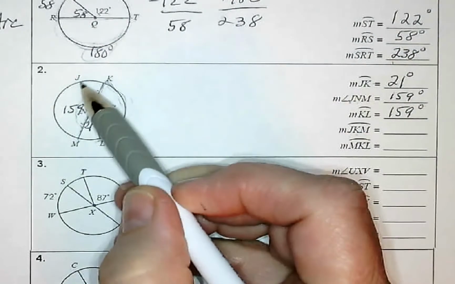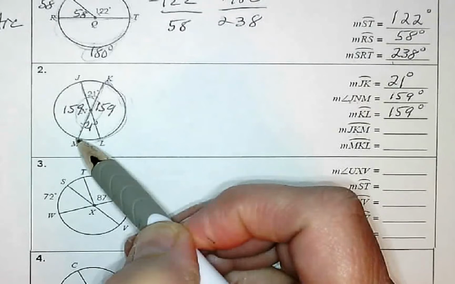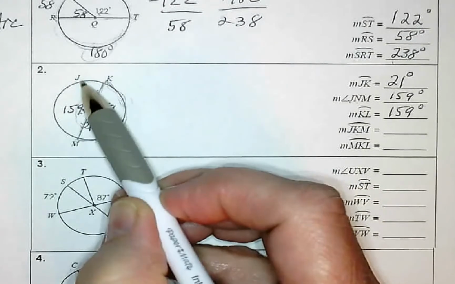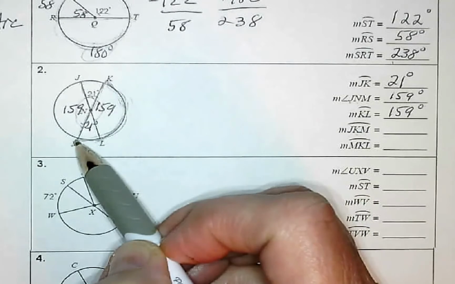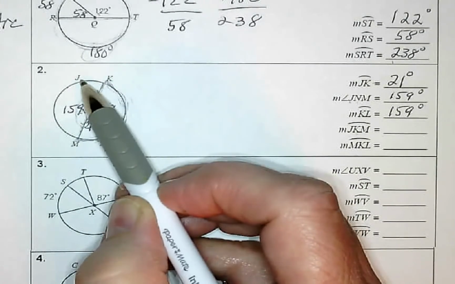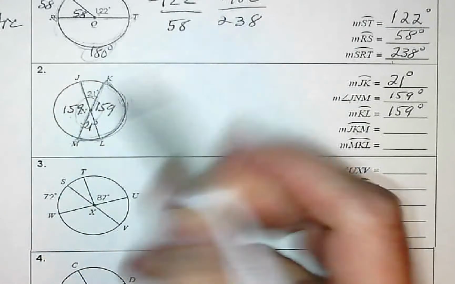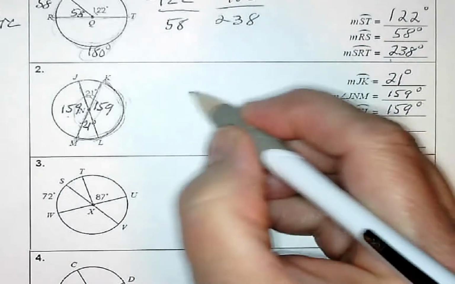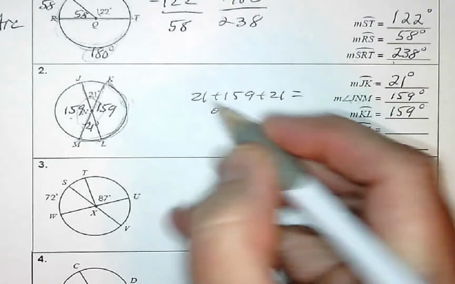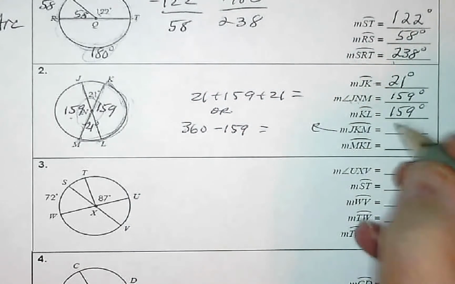Arc JKM, start at J, go through K, and keep on going until you stop at M. Now essentially that is 21 plus 159 plus 21. Start at J, go through K, and stop at M. But it is also the arc that we're trying to find is out of the 360, it's all of it except the 159. So there's two ways to find this one. You can go 21 plus 159 plus 21, or you can take 360 minus the 159. Both of those will give you the same answer of 201.